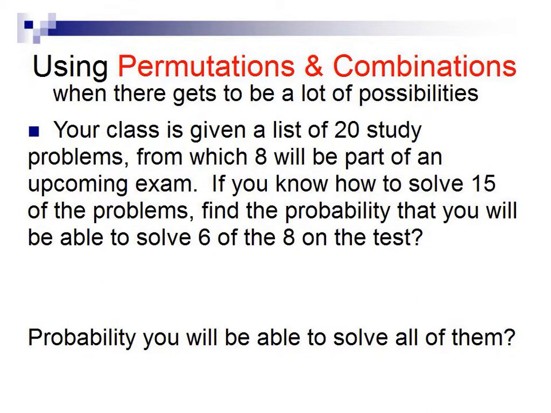Now, we've done some easier ones where you don't have to work too hard to get that total possible. The number of cards is 52. The number of dice possibilities is 36. But sometimes that gets a little trickier, and we're going to have to do permutations and combinations to find out that total number of ways something can happen.